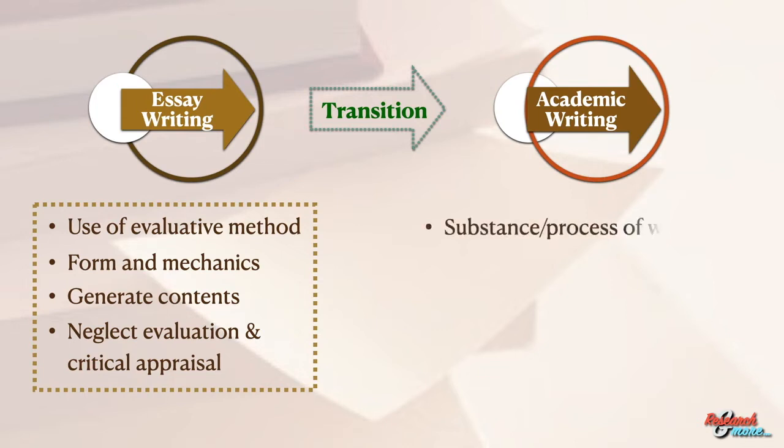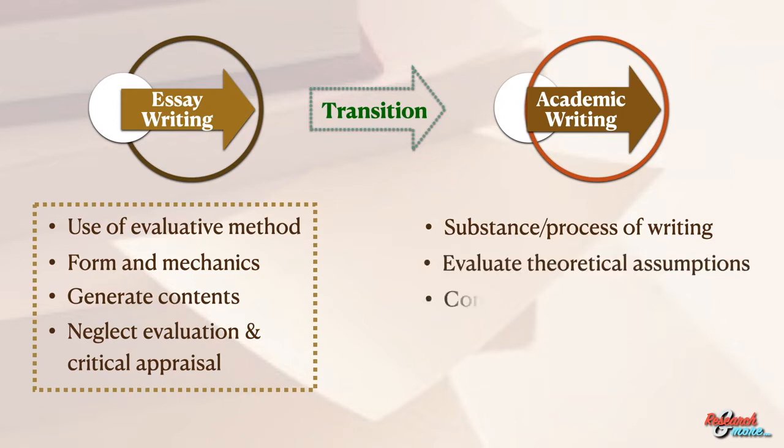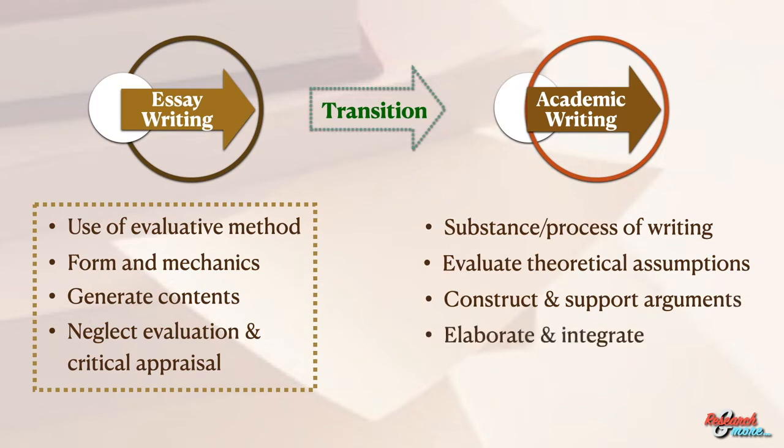Academic writing style emphasizes the substance or process of writing. Here, you are expected to be able to evaluate theoretical assumptions. You are also required to have the ability to construct and support arguments as well. You have to be organized in the presentation of contents through the process of elaboration and integration of thoughts, and perform a critical appraisal of the information.